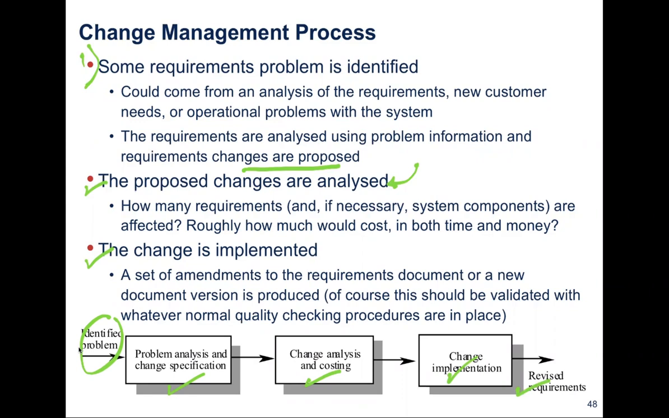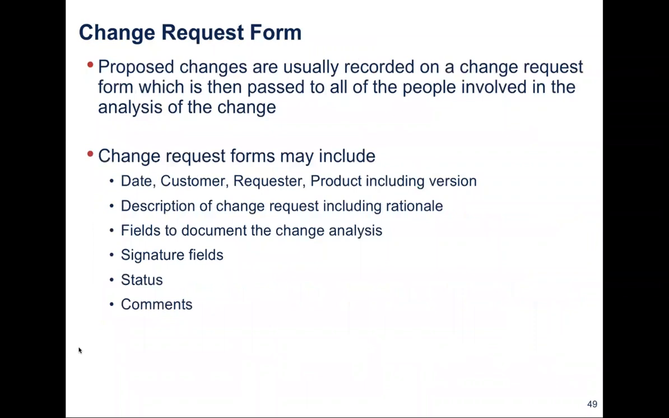So if you would like to provide a change request, there is a formal change request form in which all the proposed changes are recorded. And then this change request form is passed to all the people involved in the analysis of such a change. A change request form may include information related to date, customer, who is the requester, and the product, including versioning, description of a change request, including the rationale of such a change, fields to document the change analysis, signature fields, status, and final comments if needed.